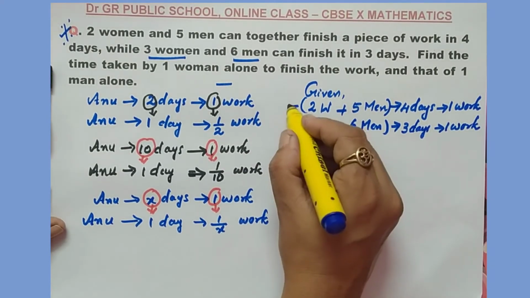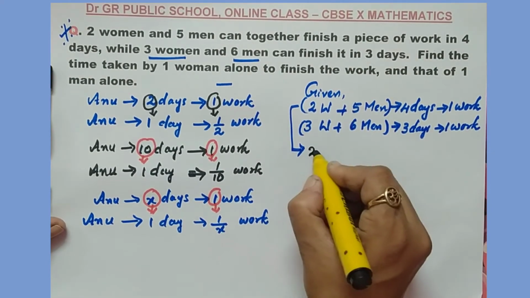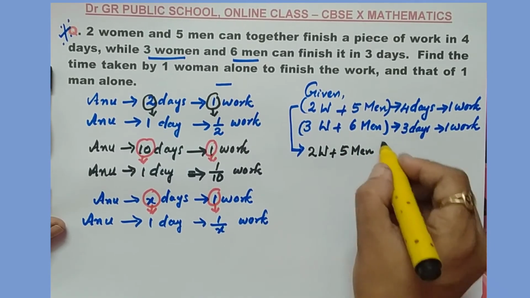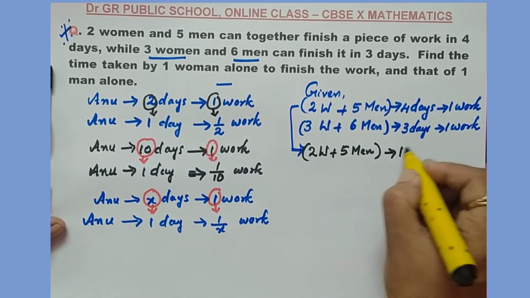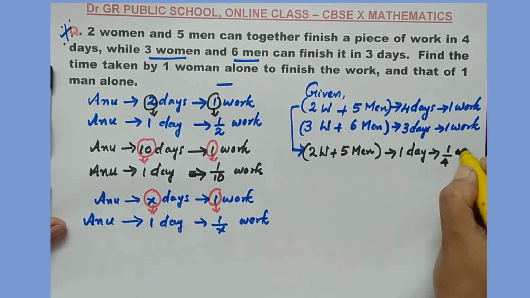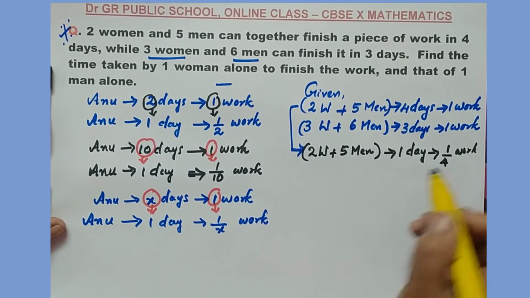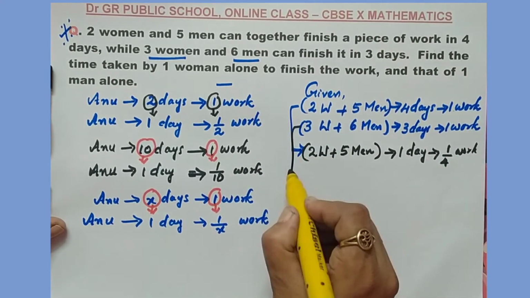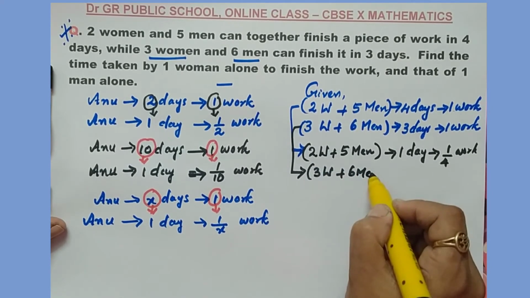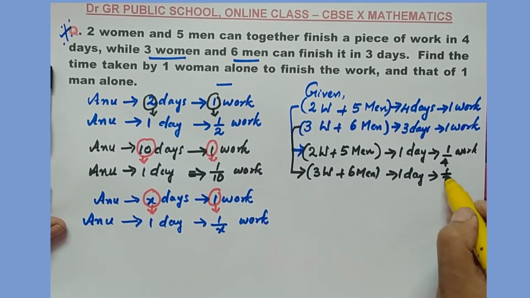Now my question is, can you say from this, what about 2 women and 5 men's 1 day's work? In 1 day they can complete 1 by 4 of the work. How? 4 when dividing by 4 you get 1. 1 when dividing by 4 you get 1 by 4. The same way, from this step you can say 3 women and 6 men's 1 day's work equals 1 by 3 of the work.